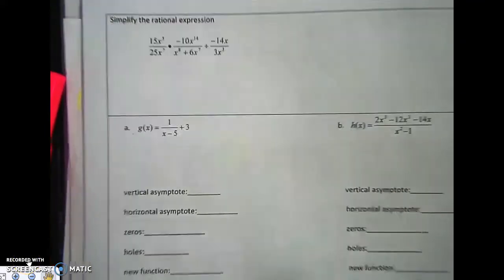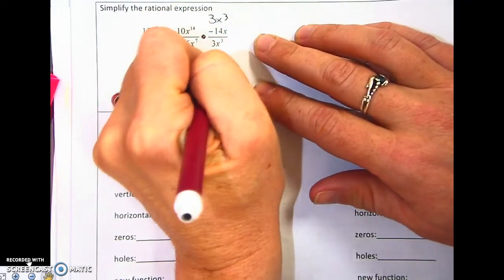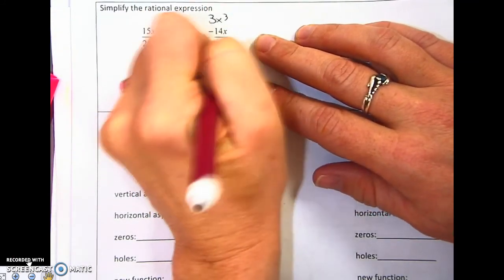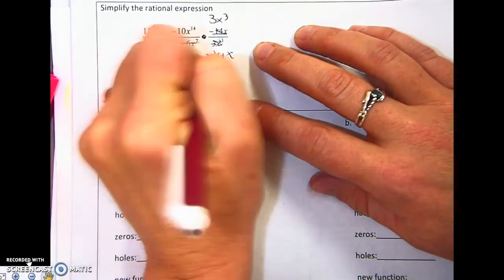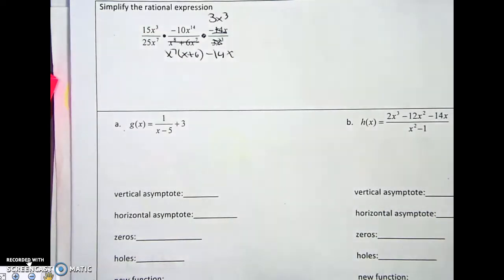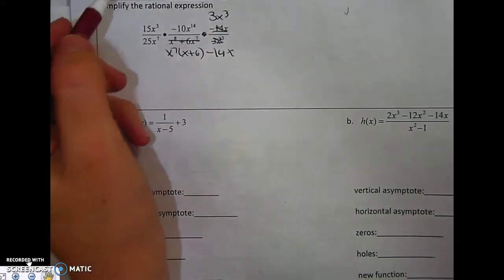So there's many ways to approach this problem, but what I'm going to do is, since it's divide, I'm going to flip and then cross off. I'm going to factor and then cross off. Now I'm the type of person that wants to deal with the numbers first.